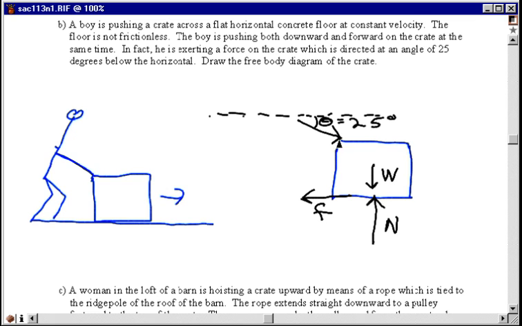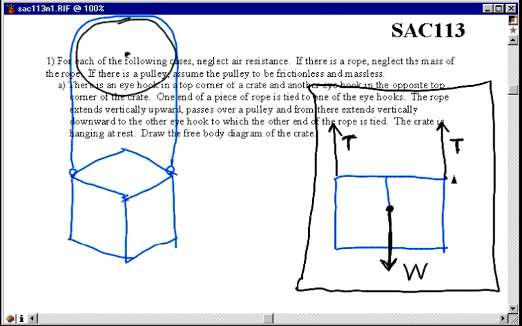Now let's see if I got everything that's touching it covered. The boy is touching it. Got that covered. I should label it though, F. It's a boy, and I have to label it for it to be a correct free body diagram. Also, it's a constant velocity, so the acceleration is 0. Might as well write that down. Up here, I could have written the same thing. A is equal to 0.